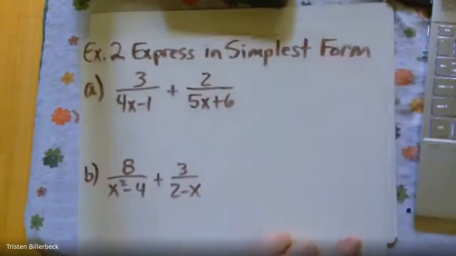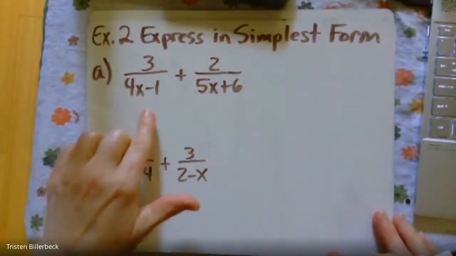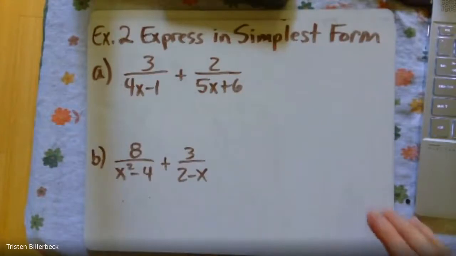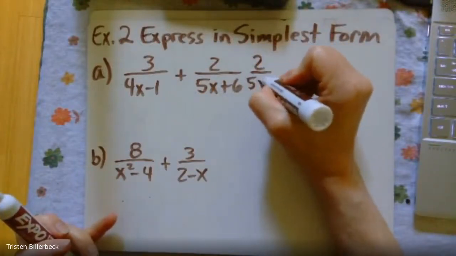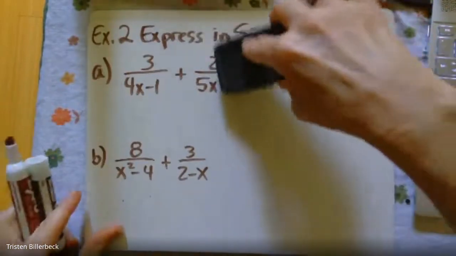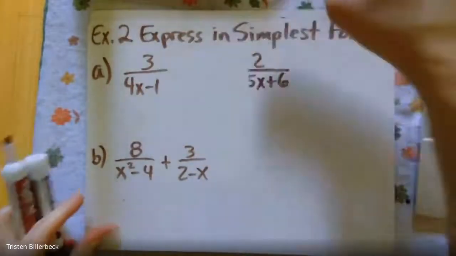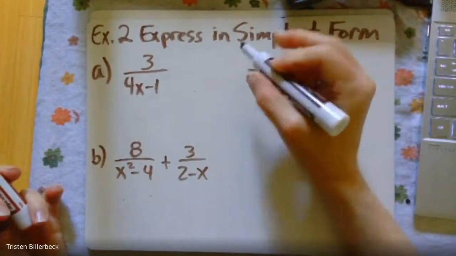All right, let's look at the next one. So we have expressed in simplest form. So we have two unlike algebraic expressions. And I should have given myself a little more room. So let me find the pen. I'm going to move this over for just a little bit so I can do my magic. Okay, there we have it.